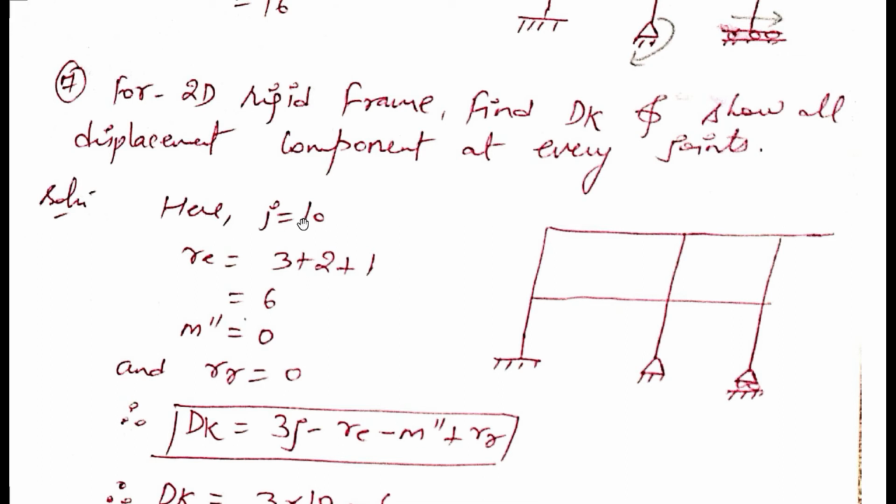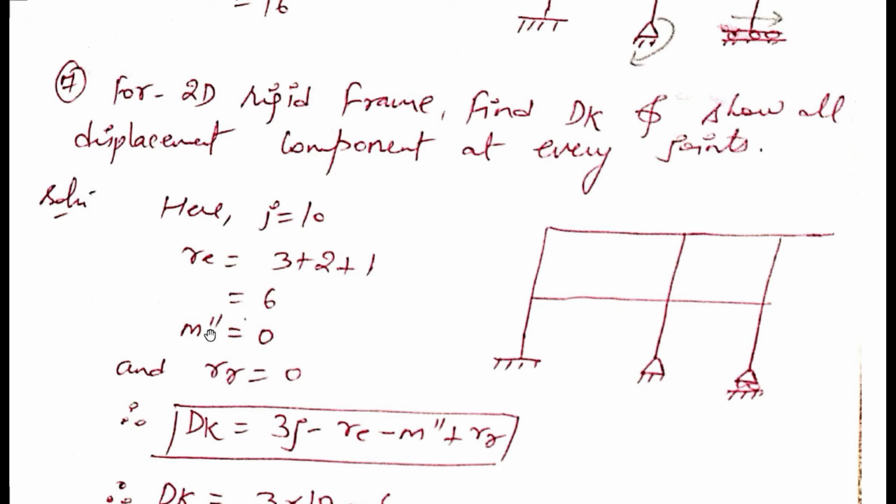And we know the significance of joints: total number of joints means supported joints, unsupported joints, rigid joints, or your hybrid joints. Okay, so this is an unsupported joint, so we are considering it as a joint here. Okay, and re value will be 3 here, 2 here, and roller is 1. So 3 plus 2 is 5 plus 1 is 6.